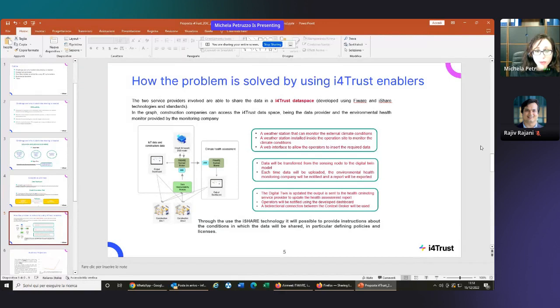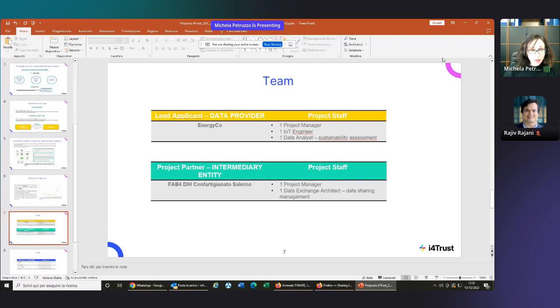This is the model that we foresee in order to develop this project. The 2 service providers will be able to share data in a trusted space. So construction companies will access the trusted space, and they will represent data providers, and the environmental health monitoring will be provided by the monitoring companies. And so through the use of iSHARE technology, it will be possible to provide instruction about the conditions, and as I told you before, foresee the most efficient possible model in order to ensure sustainability of operations and efficiency in the smart building and construction sector.